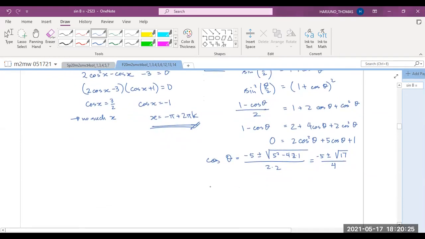Okay, so we have cosine theta equals the positive branch. No, this is still the negative branch, I'm sorry. This is the negative branch, but this is an even more negative branch. But I want you to realize that the second branch here is even less than negative 1. So no solution from this branch.